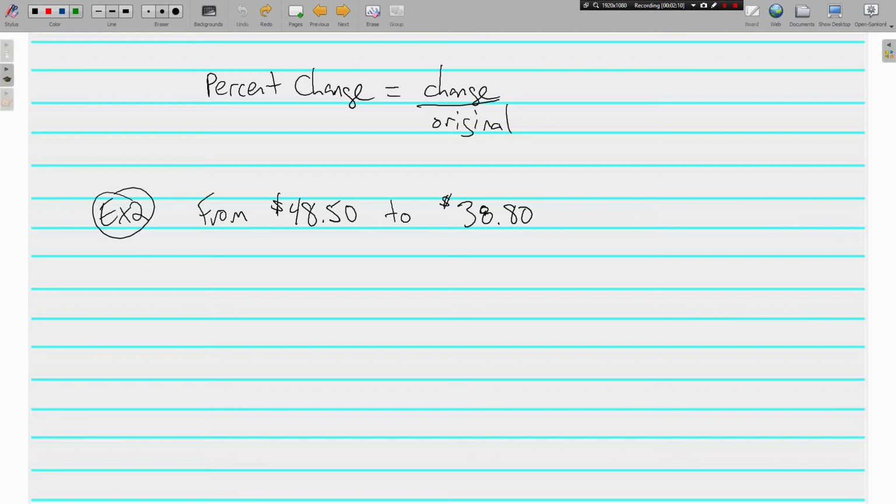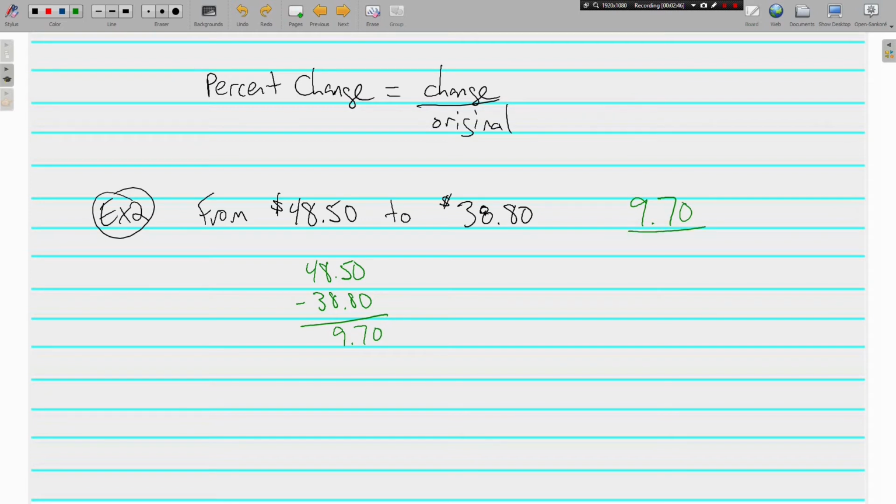Here we have a change from $48.50 to $38.80. Well, let's see. I'm going to throw this in my calculator. 48.50 minus 38.80 gives me 9.7, or $9.70. That's the change. From 48.50 to 38.80, the change is 9.7.